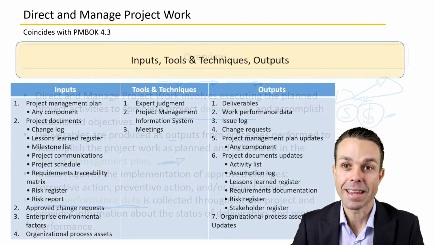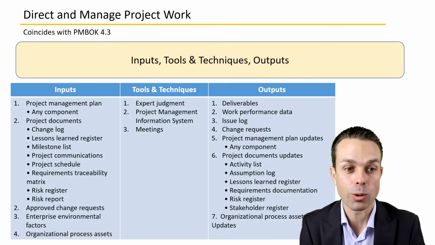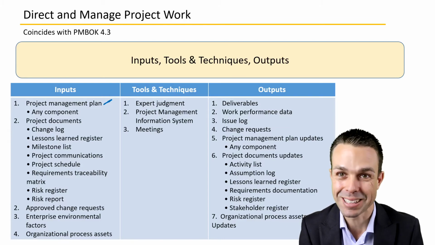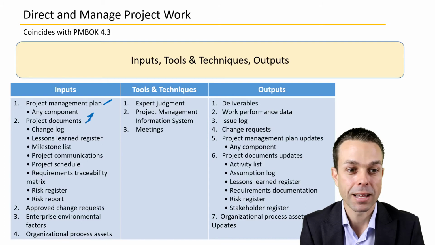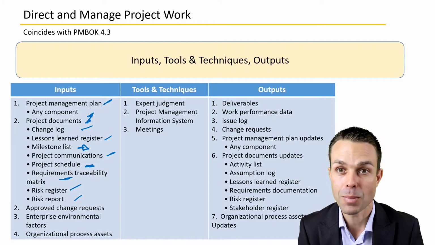Inputs, tools and techniques, and outputs for this process. Inputs, we want the project management plan. Obviously, we want to know the plan that we're going to be working to. Any project documents like the change log, lessons learned, milestone list. What milestones are we going to be delivering to? Project communications, what has been communicated? What is the schedule, project schedule? Risk register, risk report, and the requirements traceability matrix. How do we know what we're delivering meets our customers' need, their requirements?